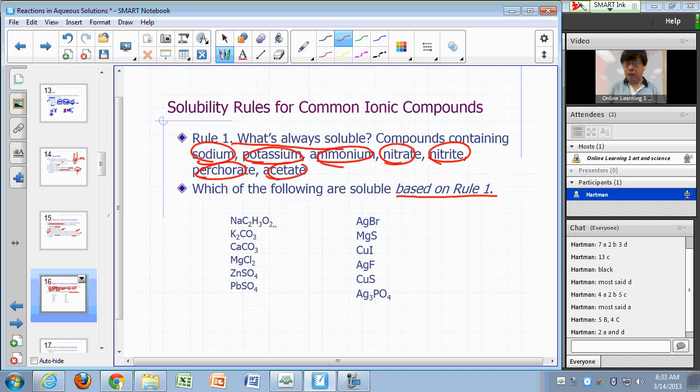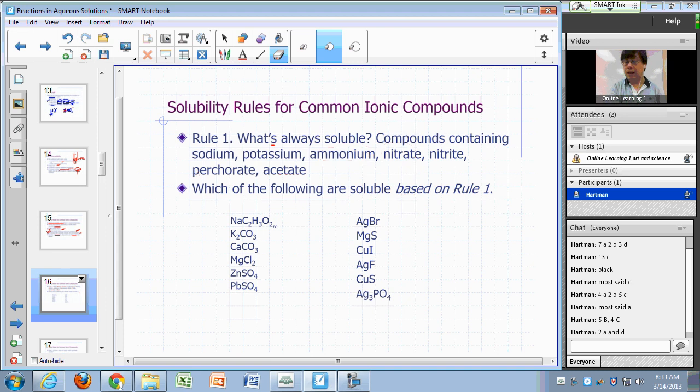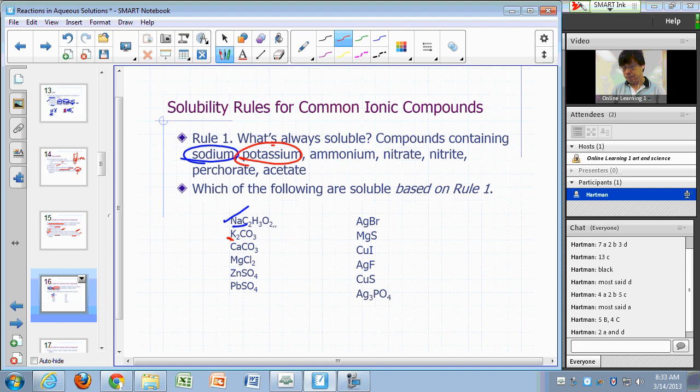Okay, so we look for these ions right here: sodium, potassium, ammonium, nitrate, nitrite, and perchlorate. So sodium ions, let's look for compounds that have sodium. This one has sodium in it. That's soluble. Okay, you see anything else? That's it. Let's look for a compound that has potassium. This one, potassium carbonate, that's soluble in water. Okay, what else? You don't have any more compounds with potassium.